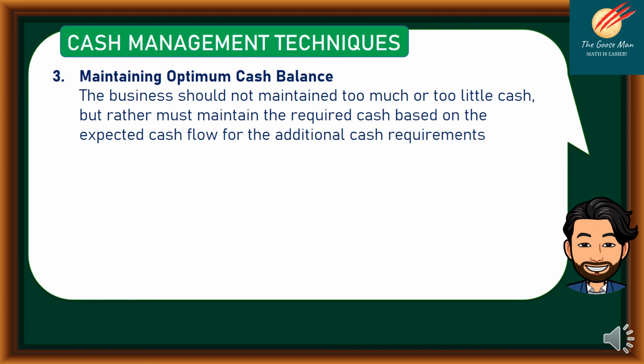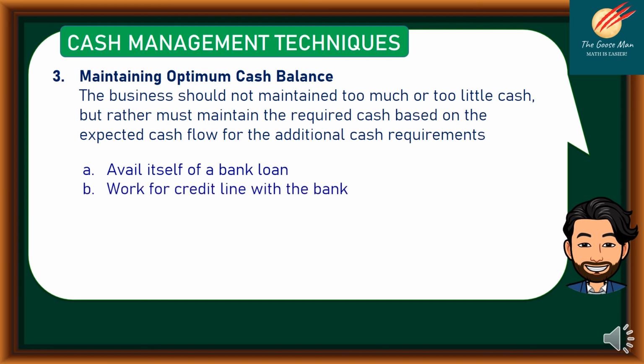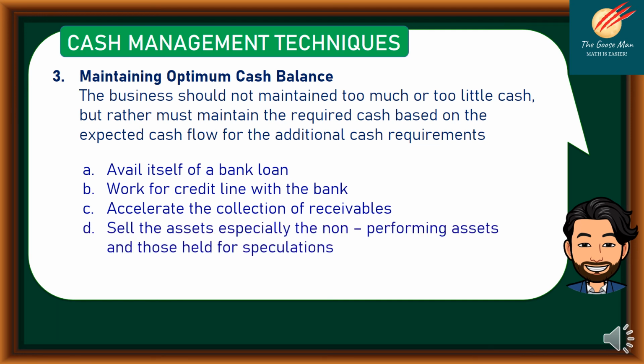In case the business is experiencing cash shortage, it may adopt the following cash management techniques for additional cash requirements. We have: avail itself of a bank loan. Second, work for a credit line with the bank. C, accelerate the collection of receivables. Then sell the assets, especially the non-performing assets or those held for speculation. And finally, delay the payment of payables. So that ends our discussion on cash management techniques.